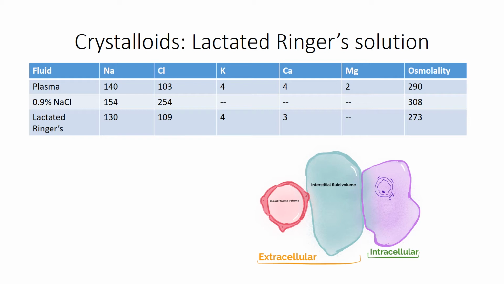But just to recap, lactated Ringers, when you compare it to plasma and normal saline or isotonic saline, has 130 milliequivalents of sodium, 109 of chloride, 4 of potassium, and 3 milliequivalents of calcium, with a closer to physiologic osmolality when you compare it to normal saline.